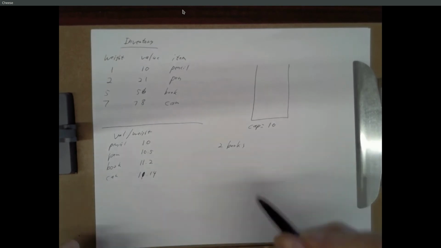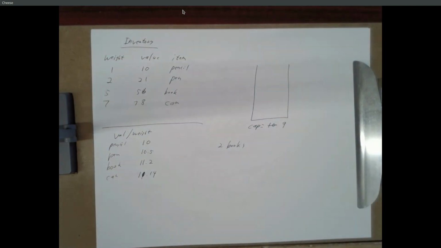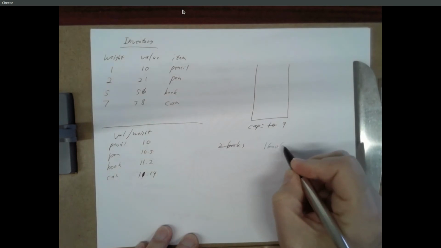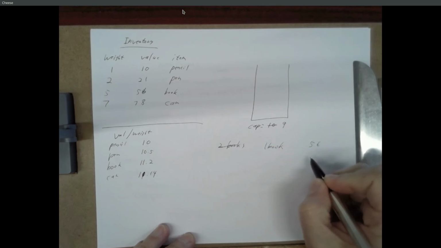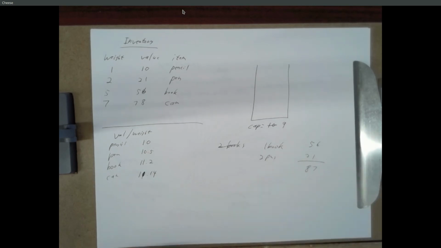All right, so what about if the capacity is 9? We would still put in 1 book because 5 pounds can fit in that. Because it's the highest rated weight thing. We have 4 left, so the next highest one we could look at would be car, but that's too much weight there. So then we go down to pen, and we put in pen twice. So 2 pens, 21. That's going to get us $87. Does that look good?